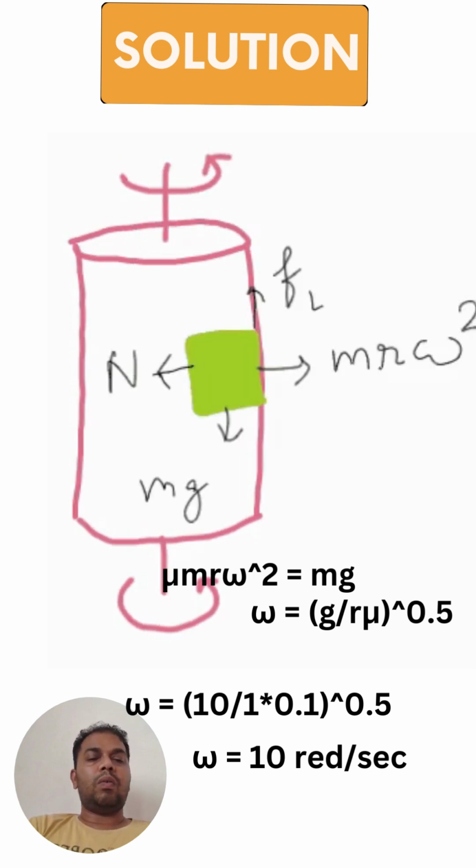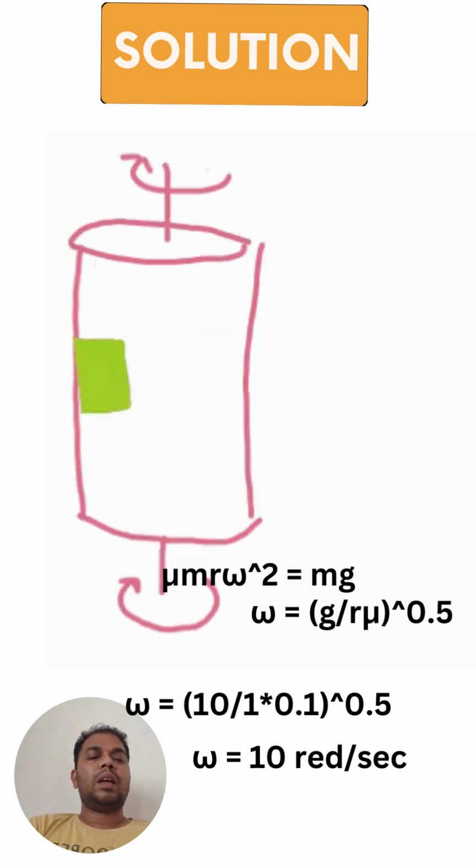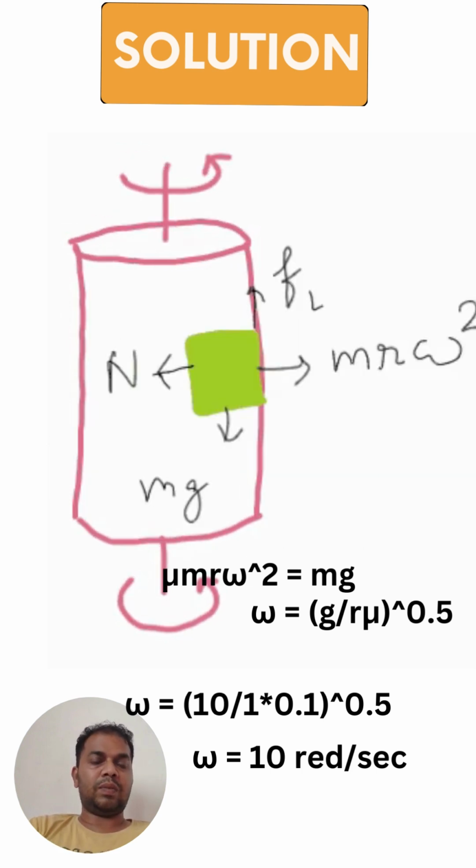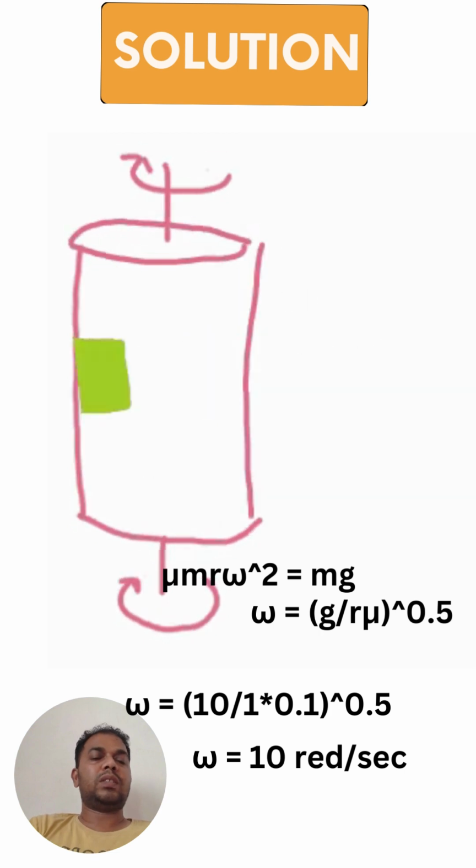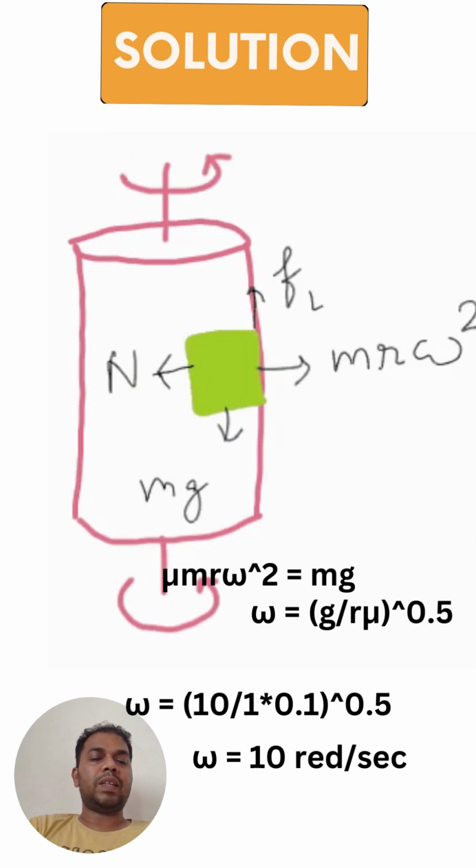So once we get omega, substituting all the values that we already have: g is equal to 10 meter per second square, r is 1 meter, which is the inner radius of the cylinder, mu is the frictional coefficient, which is 0.1, and whole power 1 by 2, which is taking the square root. So once you solve it, you get omega to be 10 radians per second.